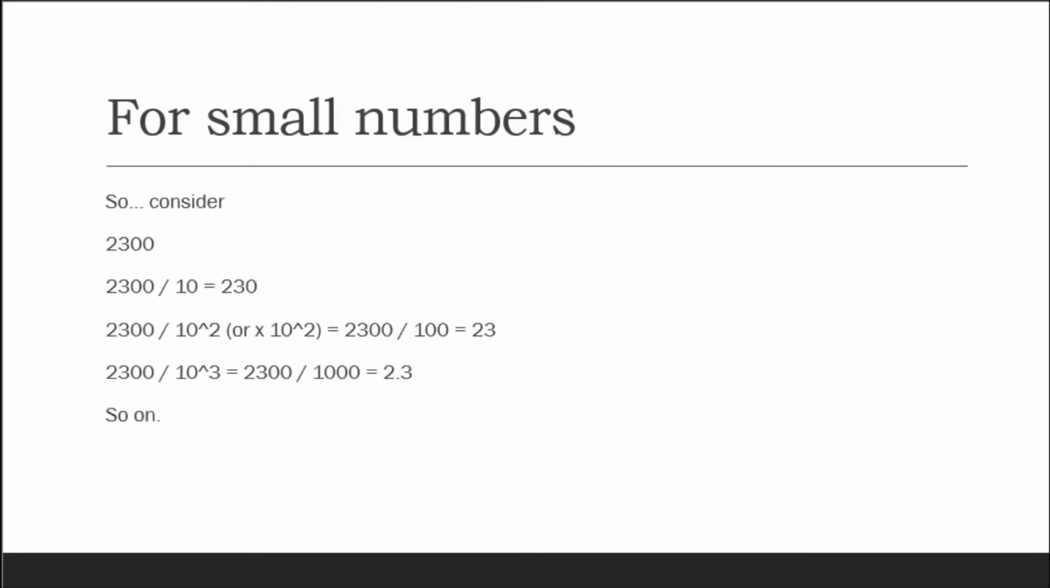Okay, so it's the same concept for small numbers compared to the large numbers. It's just that they are moving in the opposite direction. So 2,300 divided by 10, or times 10 raised to negative 1 gives you 230, and so on for 10 raised to 2 and 10 raised to 3.